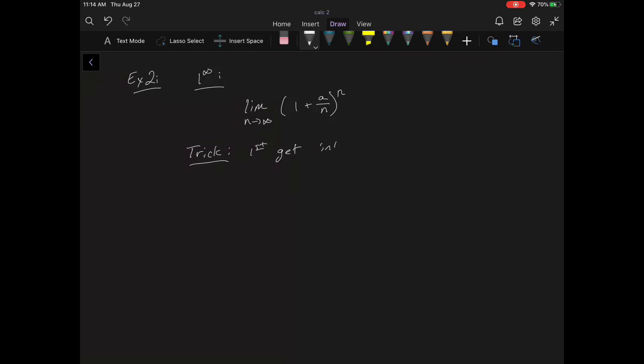And the trick that we're going to do is we're going to let y equal this limit, and then we're going to take the log of both sides. And we're going to use the fact that the limit of a log is the log of the limit, so we can pass the limit through the log. So taking the log of both sides, we're going to get that the log of y is equal to the limit as n approaches infinity of n log 1 plus a over n.